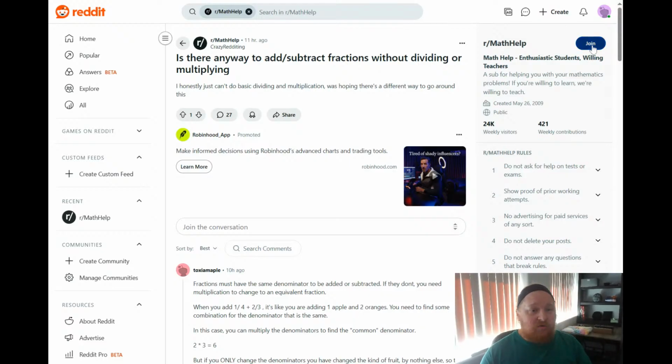I'm going to join r/mathhelp. This is fantastic. "I honestly just can't do basic dividing and multiplication. I was hoping there's a different way to go around this."